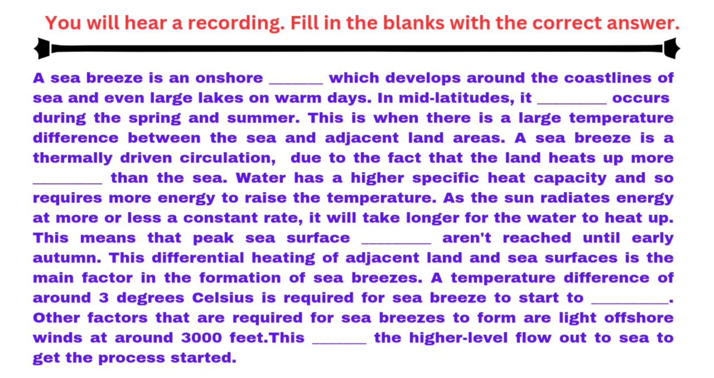A temperature difference of around 3 degrees Celsius is required for a sea breeze to start to develop. Other factors that are required for sea breezes to form are light offshore winds at around 3,000 feet. This aids the higher level flow out to sea to get the process started.